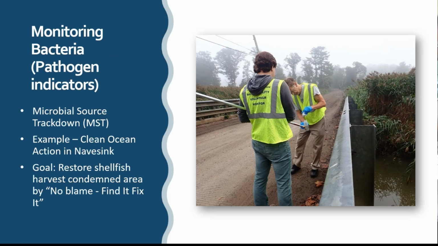Another type of monitoring that volunteers can participate in is monitoring for bacteria or pathogen indicators. This also can be called microbial source track down. And one example of this is that Clean Ocean Action does bacteria sampling in the Navesink, with the goal of restoring shellfish harvest because there's too much bacteria, and that prohibits the harvest of shellfish because it wouldn't be healthy for people to eat that. And the idea is to identify where problems are happening and fix them.